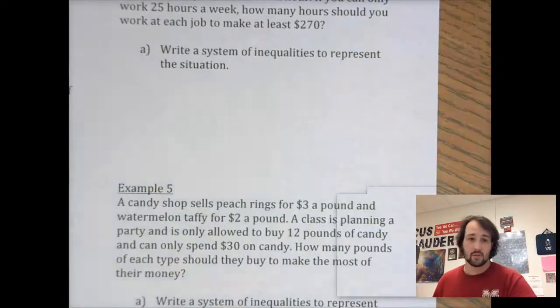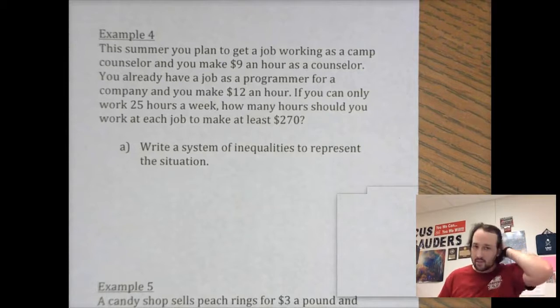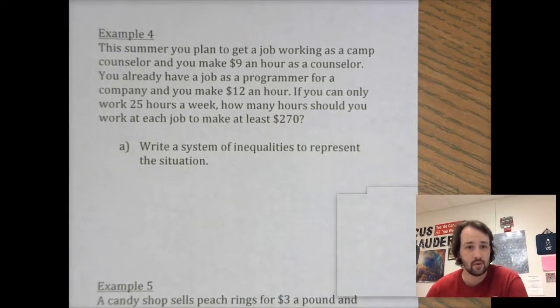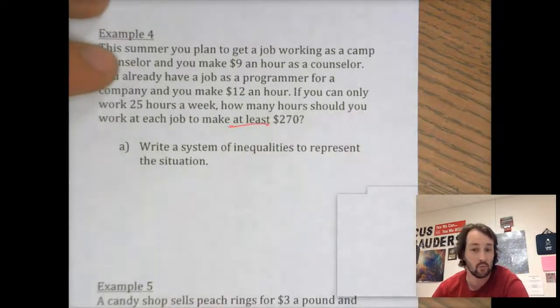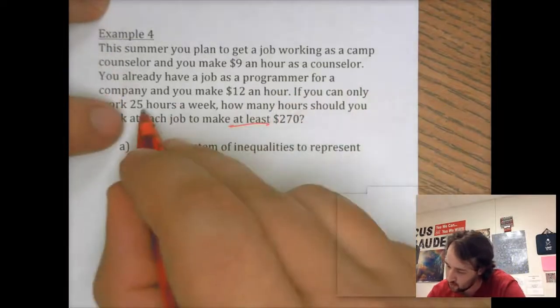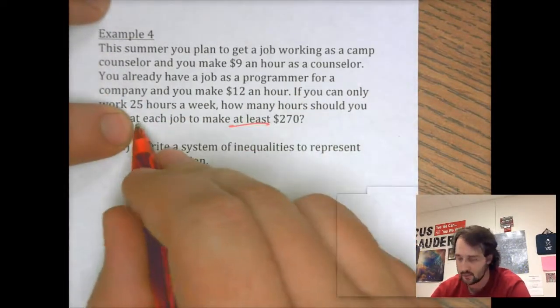All right, moving on. We're almost done with this one, believe it or not. This summer, you plan to get a job working as a camp counselor, and you make $9 an hour as a counselor. You already have a job as a programmer for a company where you make $12 an hour. That's pretty cool. If you can only work 25 hours a week, how many hours should you work at each job to make at least $270? It's like at least $270. We could work more somewhere. But we have 25 hours, a little bit less.